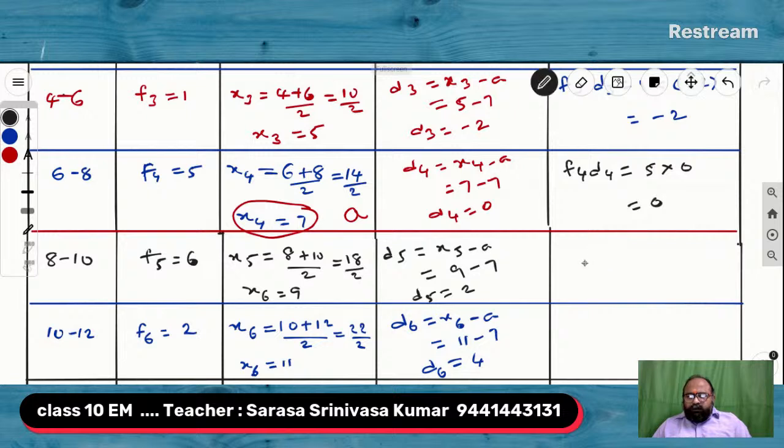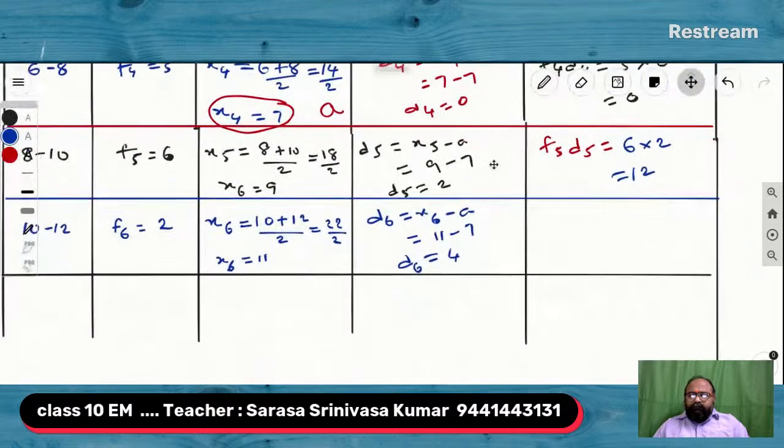Now we calculate F5 D5. This is equal to F5 is 6 and D5 is 2. 6 multiplied by 2, that is equal to 12.